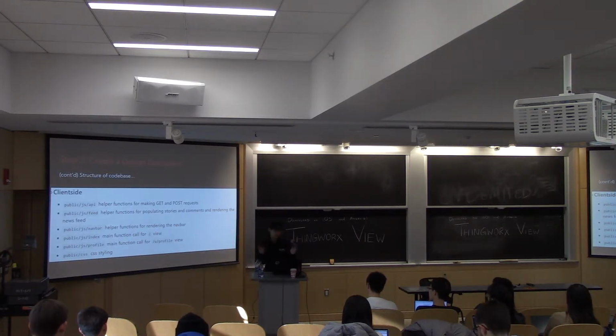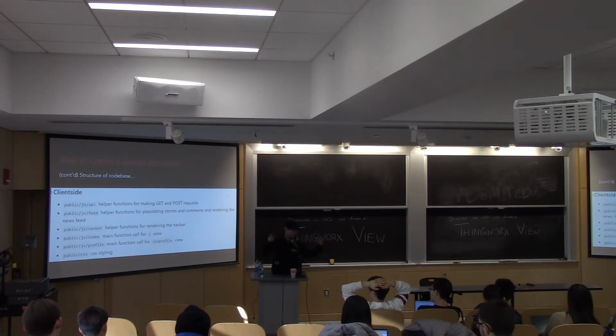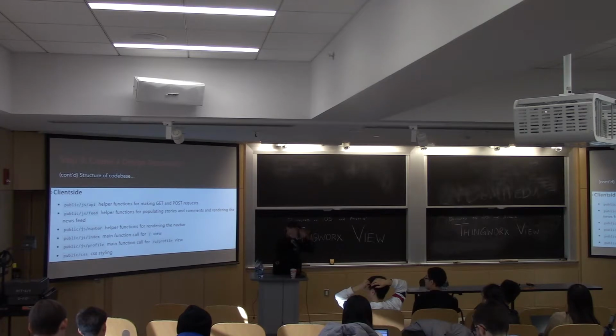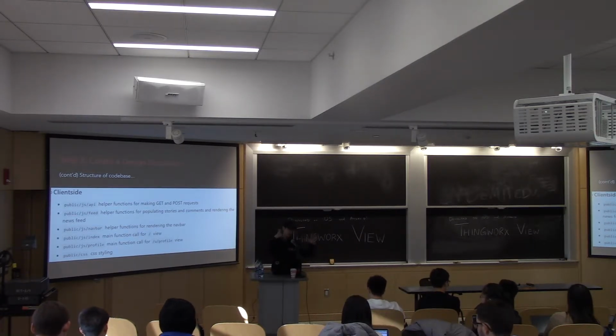And then we look at the client-side files, or everything in public. So you have the JavaScript files. API gives you a get and post request helper function. Feed and navbar give you helper functions that help render the navbar at the top of Catbook, as well as the newsfeed. And index and profile are basically the ways you call these helper functions to render the newsfeed page as well as the profile page. And CSS has our CSS styling. So it's very explicit on what is where.